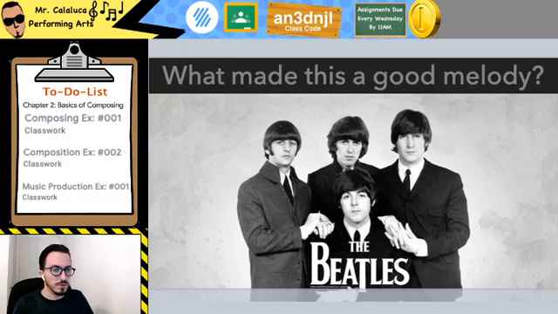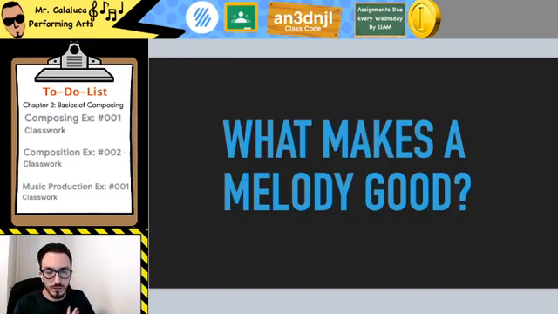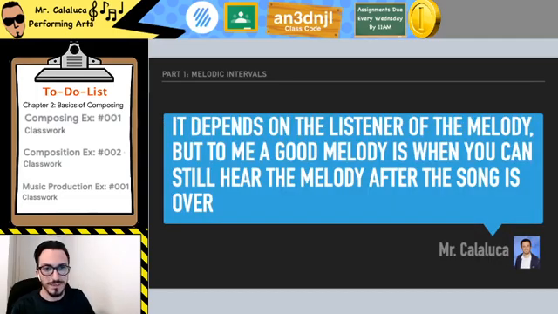Now, what makes a melody good? You can ask many people what makes a melody good, and everyone will give you a different answer. I'm not 100% correct when I say my answers either. People debate what makes it good, okay? To me, and if you see me in the corner, it depends on the listener of the melody. But to me, a good melody is when you can still hear the melody after the song has ended.